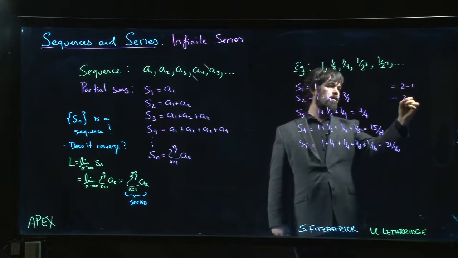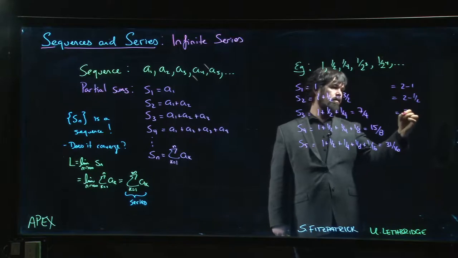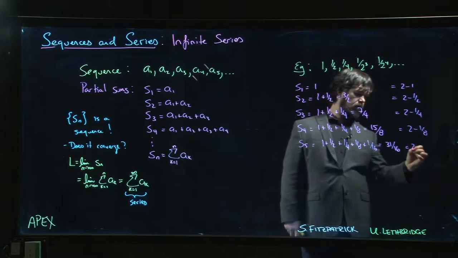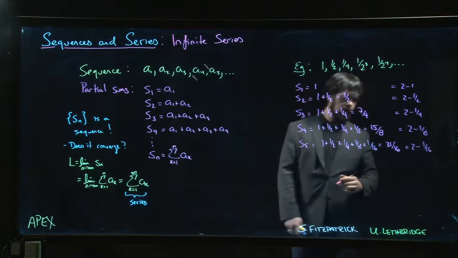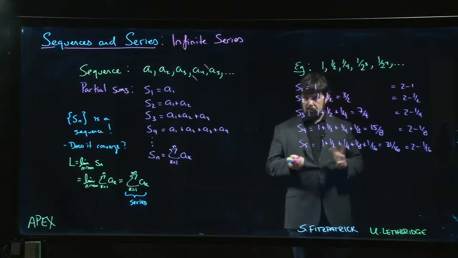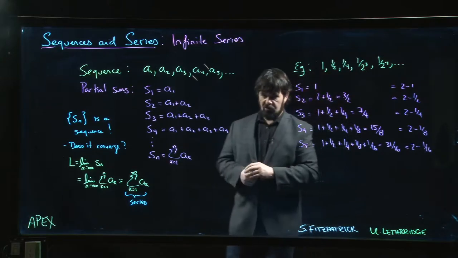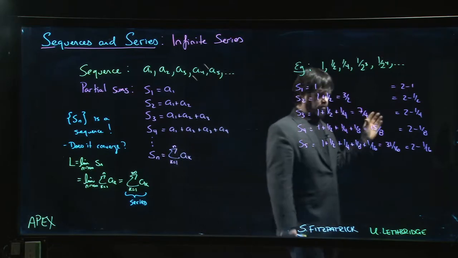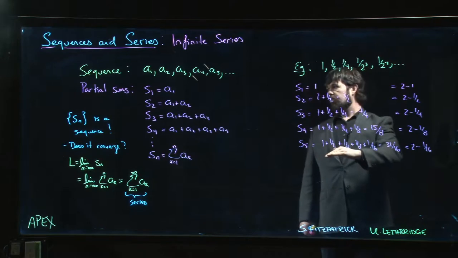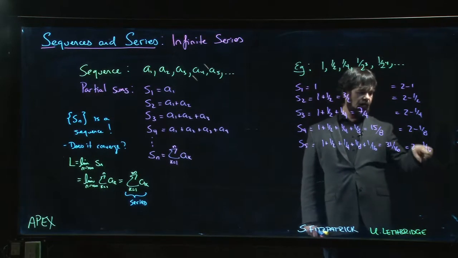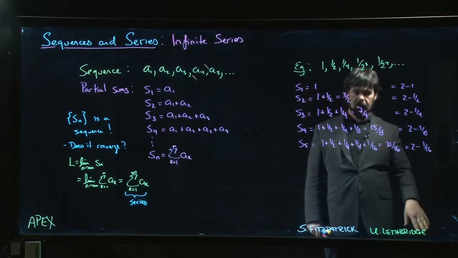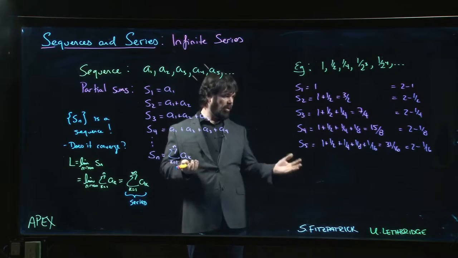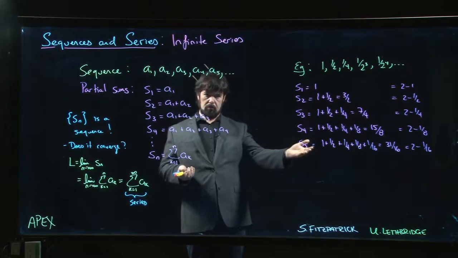You get 2 - 1, 2 - 1/2, 2 - 1/4, 2 - 1/8, 2 - 1/16, and so on. And so you might guess that this pattern continues. Of course, you should actually show it, and there are ways to show it, and we'll do that later on. But each of these partial sums, these are called partial sums, right, is 2 minus a number, and the number that we're subtracting gets smaller and smaller as we go through the partial sums, which makes you think that, hey, maybe, just maybe, this adds up to something, right?